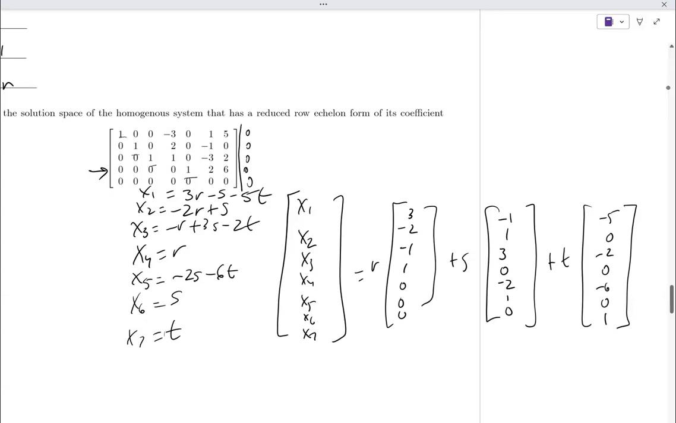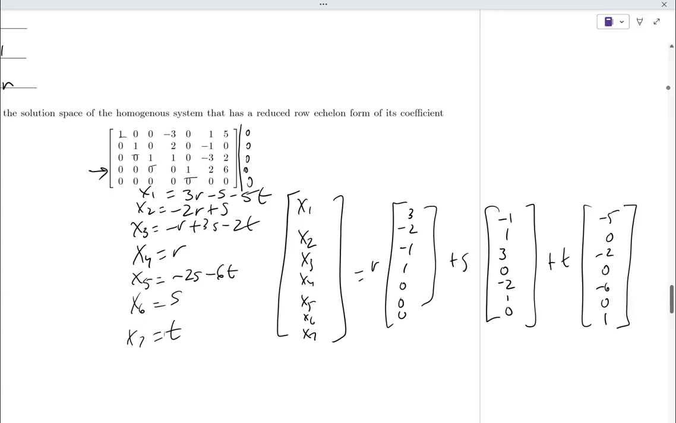Notice that what this says is that every single vector in the solution space can be written as a linear combination of these three vectors, right? Every single vector in this solution space can be written as something times this first vector plus something else times the second plus something else times the third. Are these three vectors linearly independent? Look at the fourth, the sixth, and the seventh components of the vectors. Are they linearly independent?